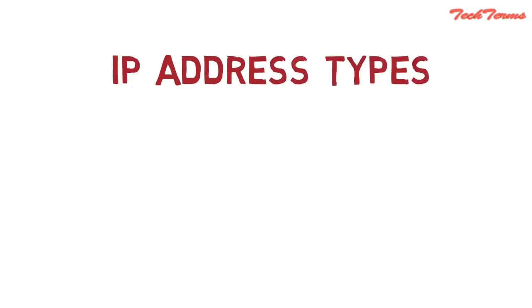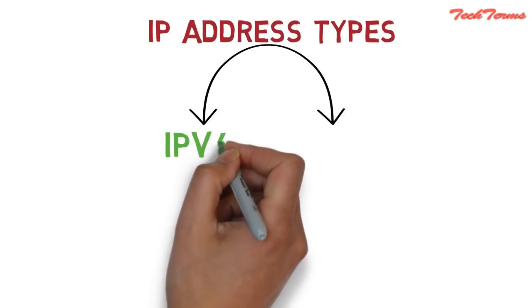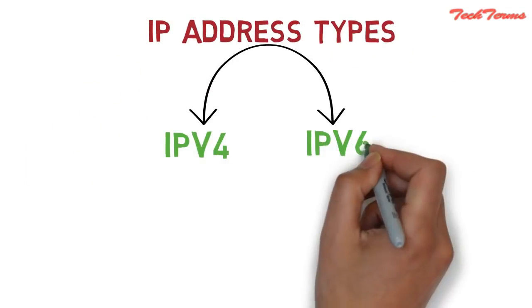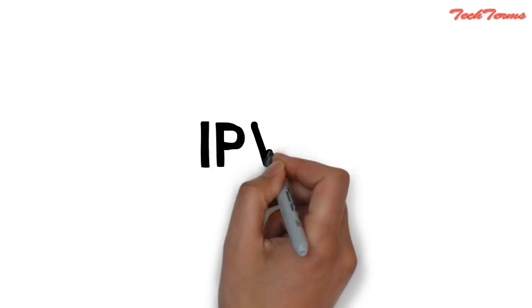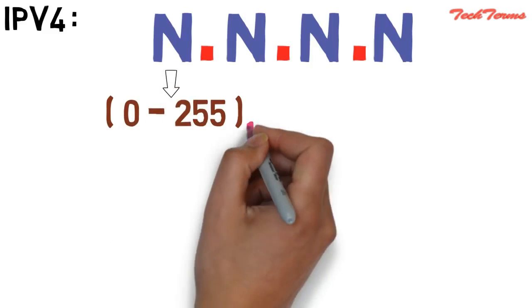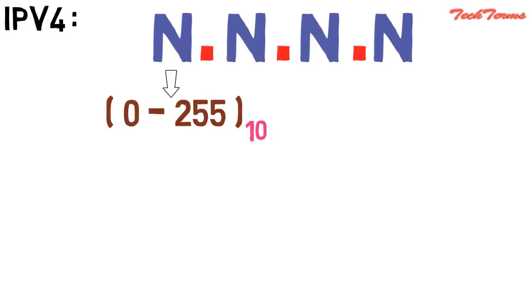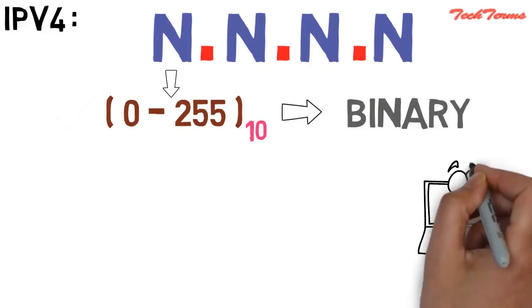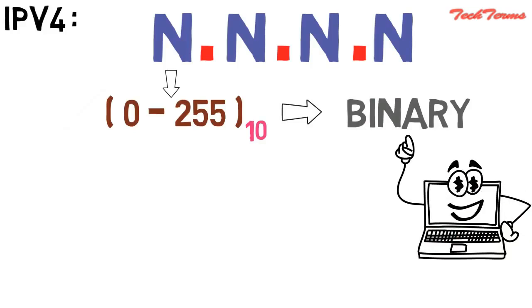IP address is of two types: Internet Protocol version 4 and Internet Protocol version 6. Internet Protocol version 4 consists of 4 numbers separated with the dot. Each number can range from 0 to 255 in decimal numbers. But computers do not understand these decimal numbers. So these numbers are converted to binary form, which is computer understandable.